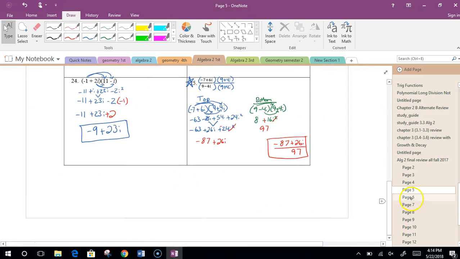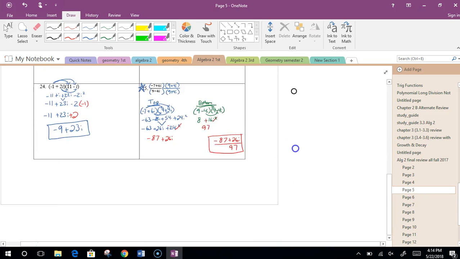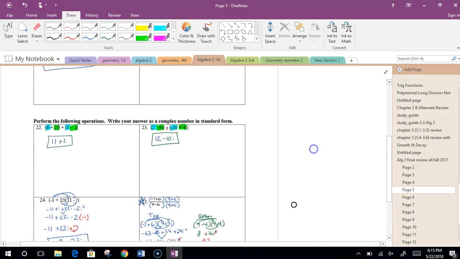So let's keep moving forward here. On to the next part. Solving with, whoops, we missed something in here. Maybe not.